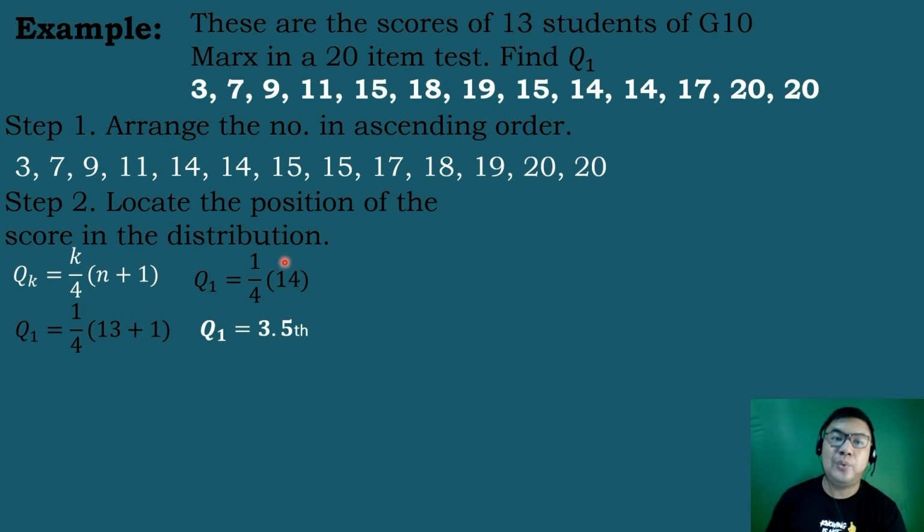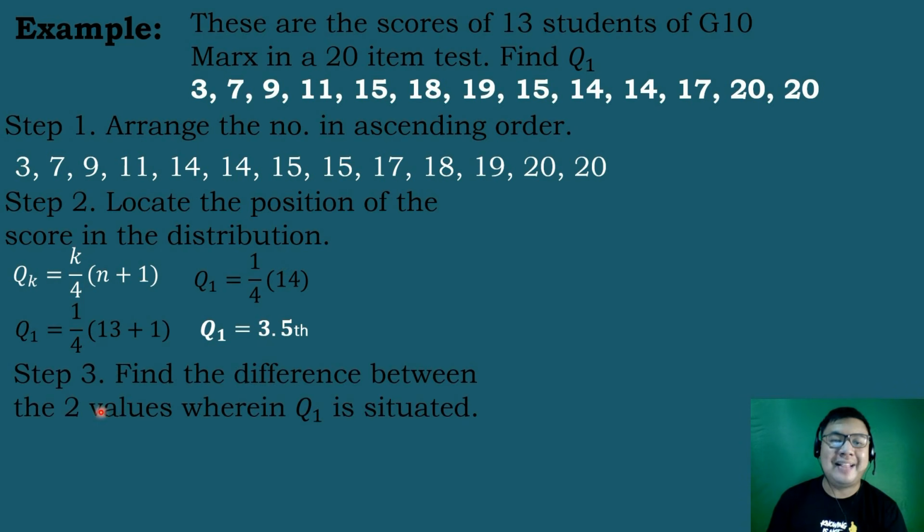Now, after this, we will apply the linear interpolation, and that is step 3. That is to find the difference between the two values wherein quartile 1 is situated. Meaning to say, if the position of our quartile 1 is 3.5, we will get the third and the fourth number, because 3.5 is in between the third and the fourth number, and we will subtract them from each other.